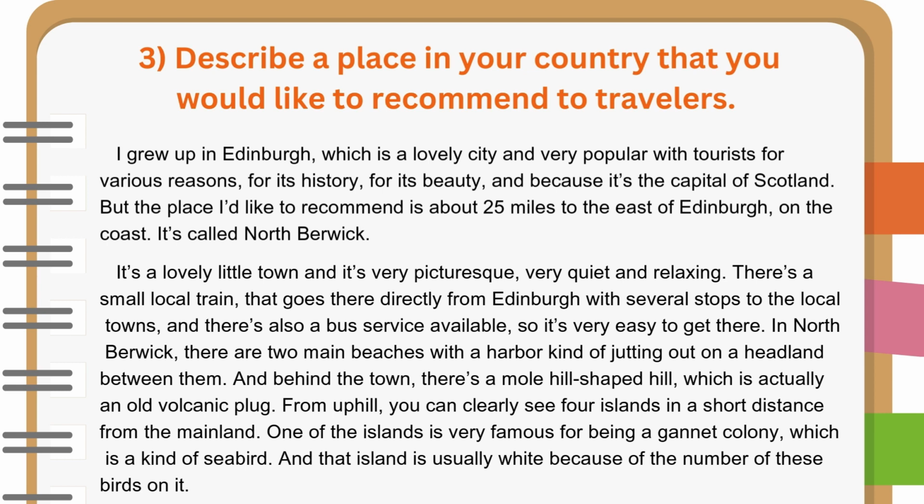There's a small local train that goes there directly from Edinburgh with several stops to the local towns, and there's also a bus service available, so it's very easy to get there. In North Berwick, there are 2 main beaches with a harbour kind of jutting out on a headland between them. And behind the town, there's a mole-hill-shaped hill which is actually an old volcanic plug. From uphill, you can clearly see 4 islands in a short distance from the mainland.